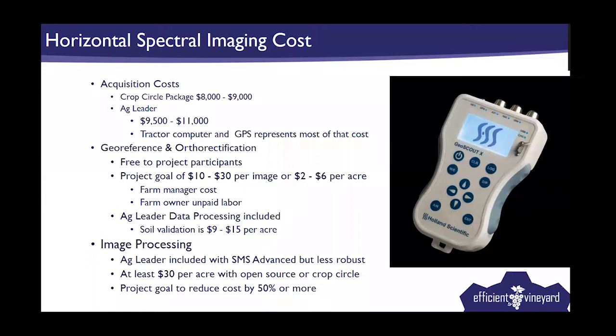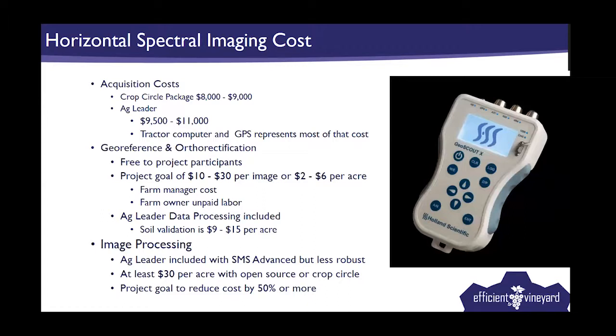Ag Leader and other vendors offer similar technology. Their sensors may not produce exactly the same type of data, but it is relatively close in terms of the raw data that it gathers. They're certainly a little more commercially available and potentially a little more robust from the perspective of a large grower trying to implement the technology with maybe a less skilled operator. So when you go from a Crop Circle at a cost of $8,000 to $9,000 for a complete package, an Ag Leader system would be $9,500 to $11,000. Most of that cost for an Ag Leader type system is going to be the tractor computer and GPS.